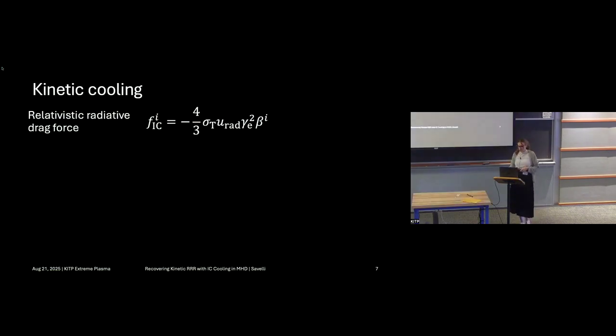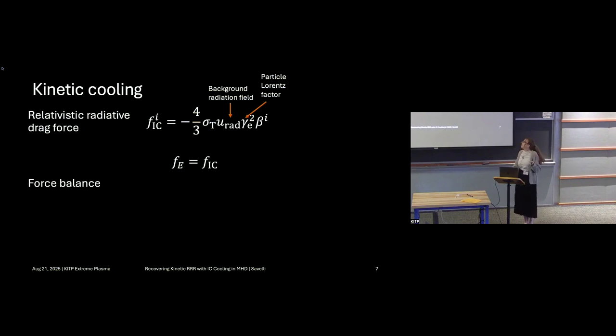So now for how I model the cooling. In kinetic theory, Heike explained this really well too, the radiation is essentially modeled as a radiation reaction force, or a drag force, given by this equation. This depends on U_rad, the background radiation field, and then gamma, the particle Lorentz factor. As Heike explained, you can re-parameterize this in terms of a gamma_rad. The way to do that is by considering the force balance between the electric force and the radiative drag force here. So this is something that looks like this now.